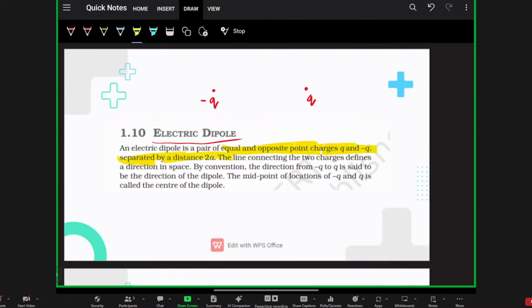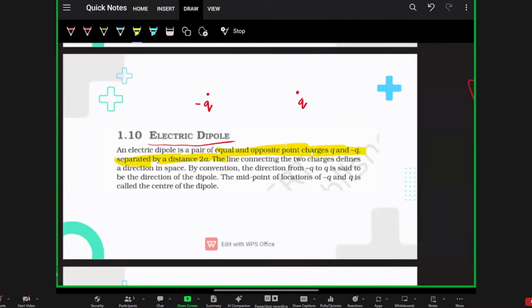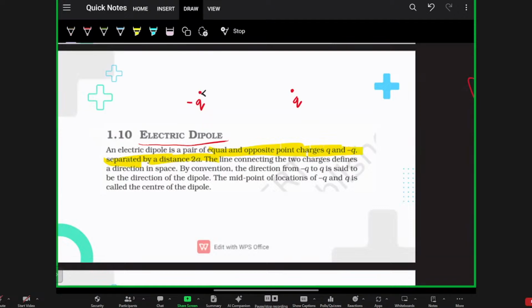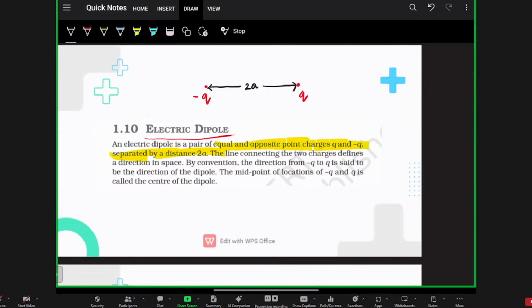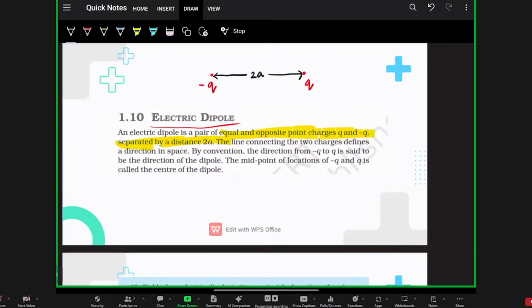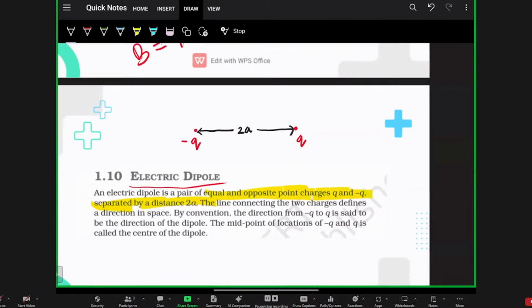The distance of separation should be 2a. The line connecting the two charges defines a direction in space. By convention, the direction from minus q to plus q is said to be the direction of the dipole. So this is the dipole. Basically, a dipole is two point charges minus q and plus q separated by a distance 2a.